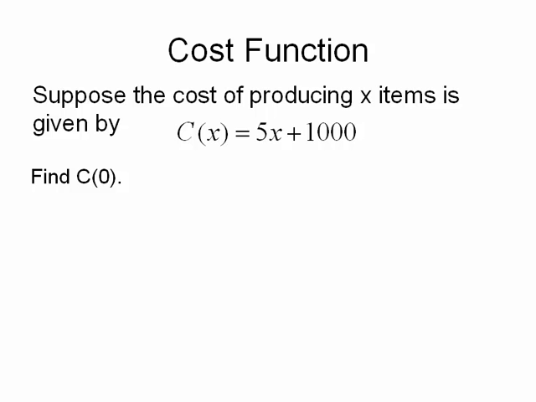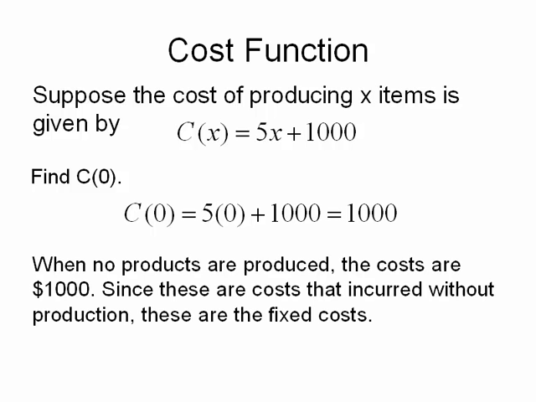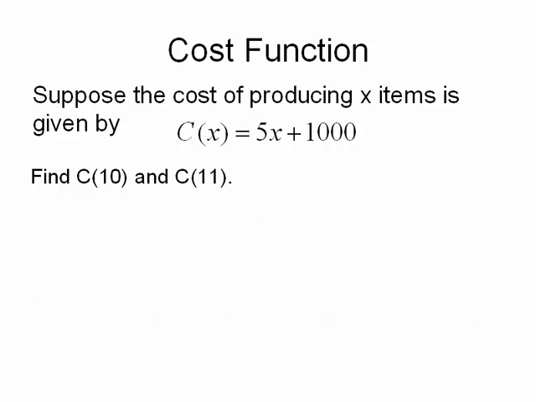Notice that we've used c to represent costs. Let's find c(0). So this means that we need to put 0 into our cost function, so we get 5 times 0 plus 1,000, which is equal to 1,000. So when no products are produced, the costs are 1,000. Since these are costs that are incurred without production, these are our fixed costs.